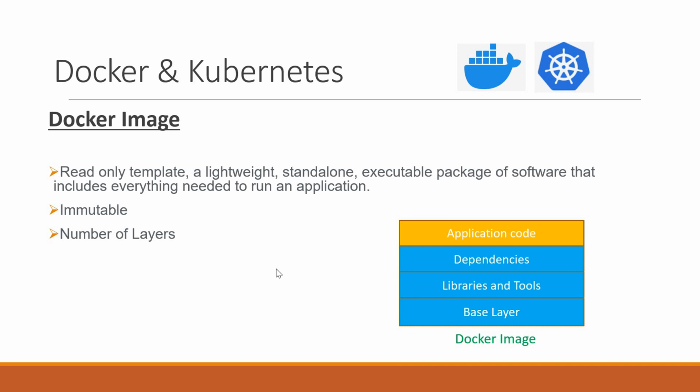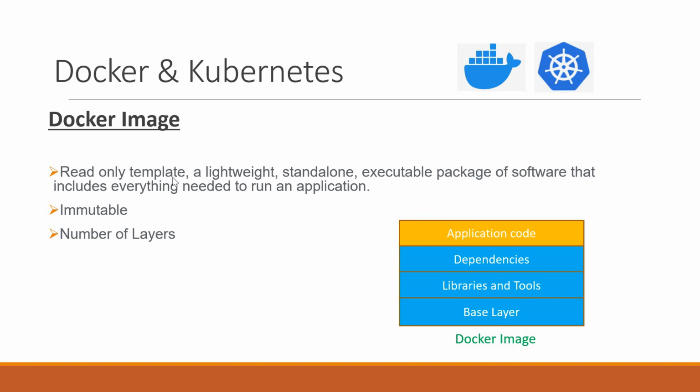Generally, to run an application, we need to have the operating system, the operating system libraries and specific tools, and also the dependencies for a particular application and the application code. So Docker image is an executable package of software that includes everything needed to run that application. That means the Docker image will have the basic OS and the tools and libraries and the application dependencies and the application code. So Docker image contains the combination of all these things, which finally creates a standalone executable package of the application.